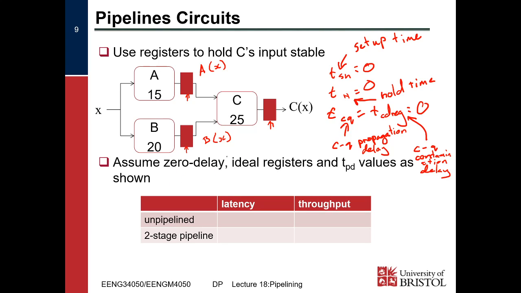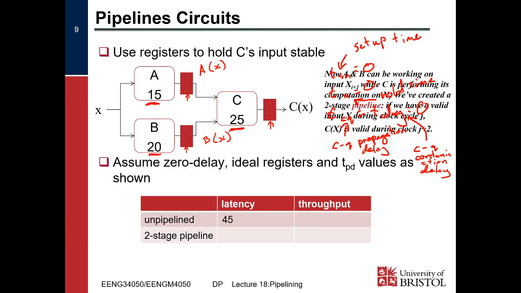So, zero delay, ideal registers, and our TPD values are as shown. So these are the TPD values: 15, 20, and 25, as we saw on the previous slide. If we don't add in these registers and we don't pipeline it, our latency is 45, because we've got 45 nanoseconds to get to the output. And our throughput obviously is 1 by 45. We can only put a new piece of data in after C of X becomes valid, so we can only do one every 45 nanoseconds.